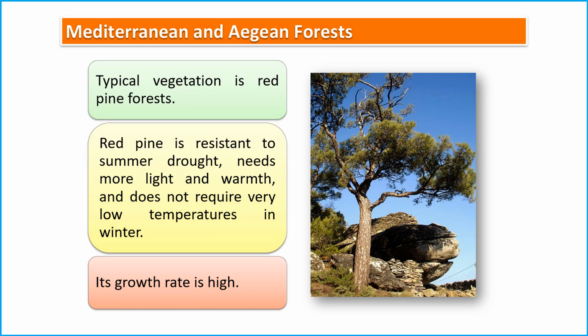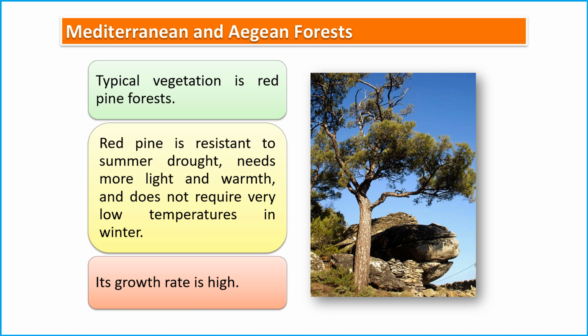Mediterranean and Aegean forest zone characteristics. The Mediterranean and Aegean forest zone is characterized by specific features that contribute to its unique ecological identity. Here are the key characteristics. 1. Dominant vegetation, red pine forests. The typical vegetation in this zone consists of red pine forests. Red pine, Pinus brutia, is the dominant tree species, shaping the overall landscape and ecological dynamics of the region.